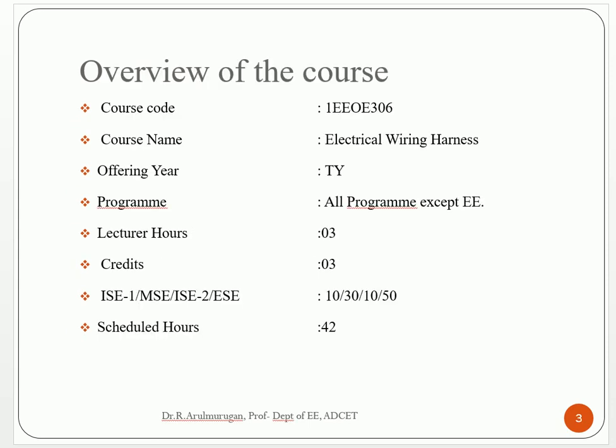The overview of the course: the course name is Electrical Wiring Harness. It is offered in the third year to the programs except Electrical. It is an open elective course, and it will be offered to all other programs except Electrical.